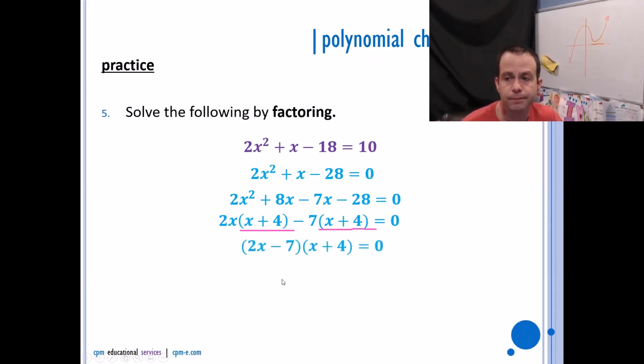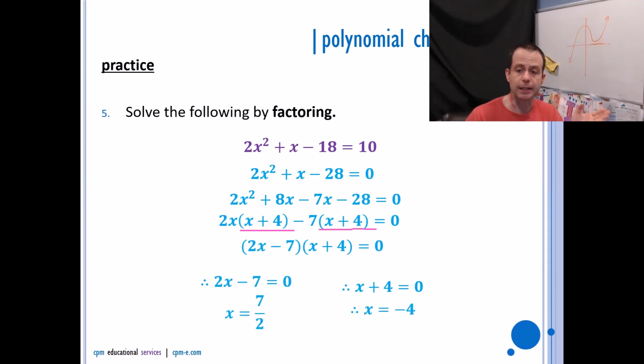Okay, now I'm down to the zero product principle. So either 2x minus 7 equals 0, or x plus 4 equals 0. If 2x minus 7 equals 0, I add 7 to both sides, divide by 2, so x will equal 7 over 2. And if x plus 4 equals 0, I just subtract 4 from both sides, and I get x equals negative 4.